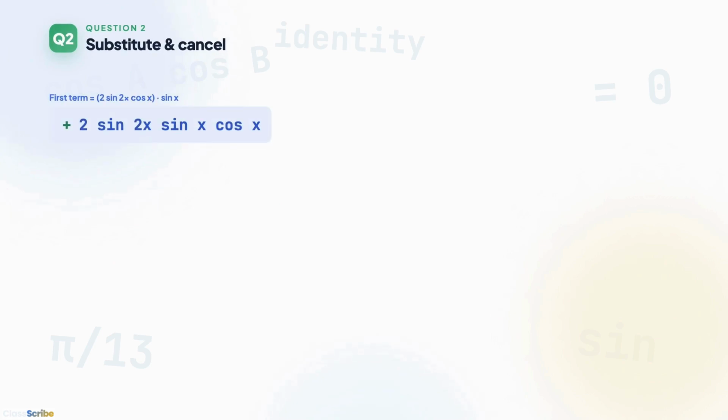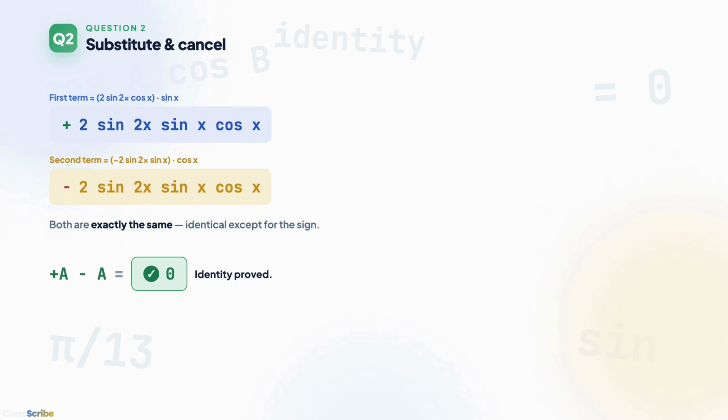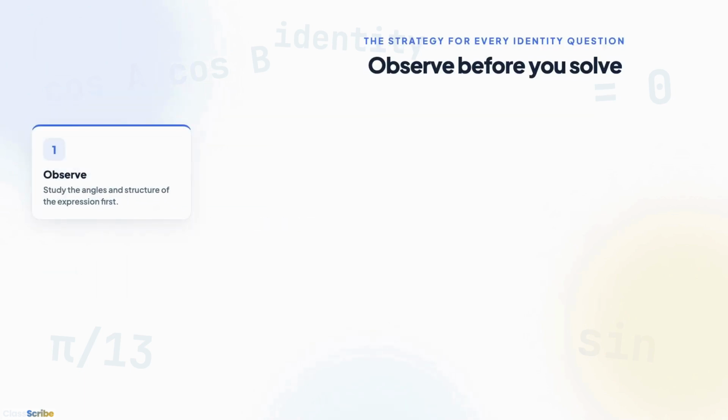Now substitute both results into the original expression. The first term becomes 2 into sine 2x into cosine x into sine x. The second becomes minus 2 into sine 2x into sine x into cosine x. Observe that both expressions are exactly the same except for their signs. One is positive and the other is negative, so they cancel completely. The final answer is 0 and the identity is proved.